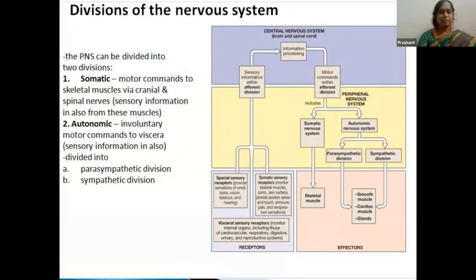The somatic nervous system sends commands to the skeletal muscles, whereas the autonomic nervous system sends commands to the visceral organs, like the muscles or the glands. These are further divided into parasympathetic and sympathetic divisions.